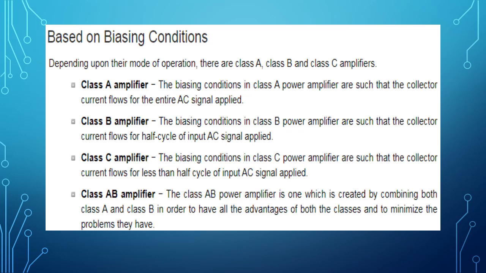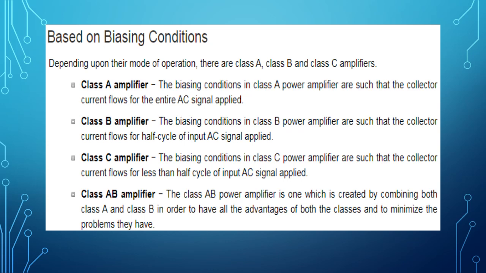In a class A amplifier, the biasing condition is such that the collector current flows for the entire applied AC input signal. In a class B amplifier, the biasing condition is such that the collector current flows for only half cycle of the input signal. In a class C amplifier, the biasing condition is such that the collector current flows for less than half cycle of the input signal applied. This class C amplifier is also used in the radio frequency range.